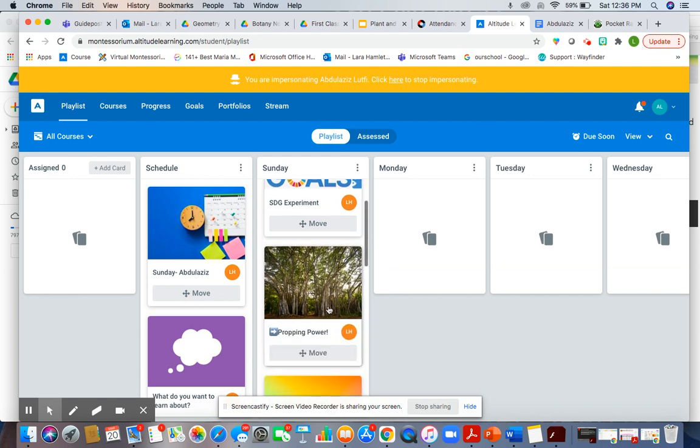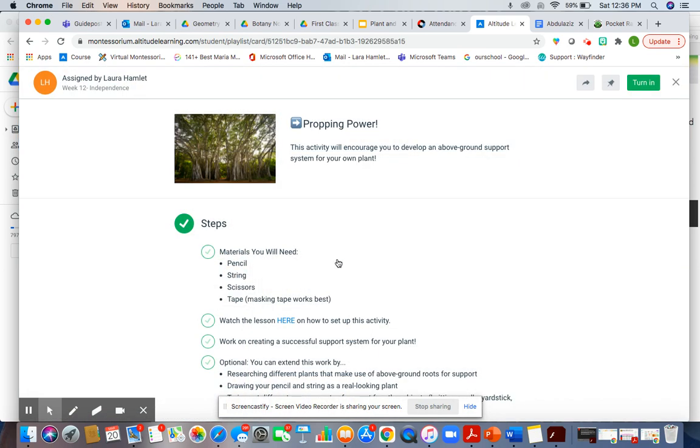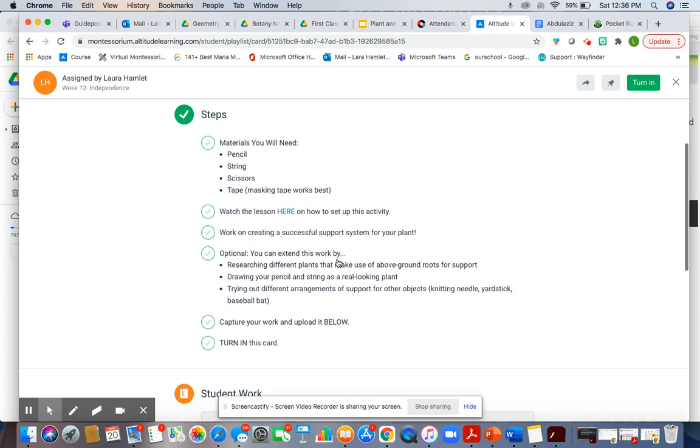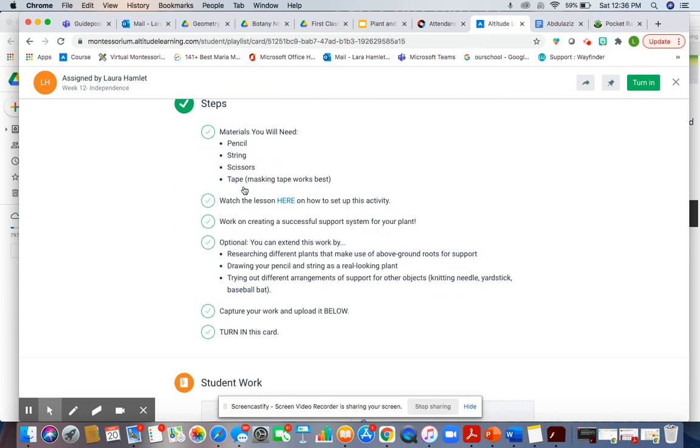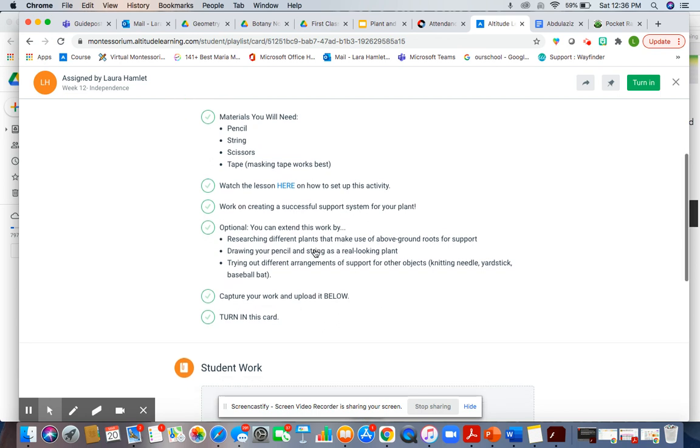Your second experiment you chose was propping power. This is a culmination of our work in roots. When you go to do this experiment, make sure you have the materials ready. You can watch the lesson again here, which we watched together on Thursday, but you can rewatch if you need to have more support, and then go ahead and create your experiment.